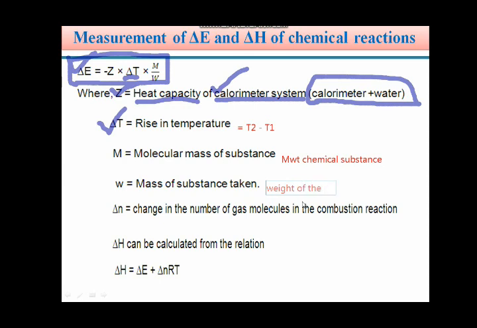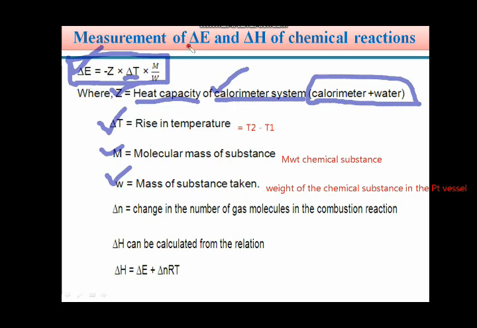So W is the weight of the chemical substance we are taking in the platinum vessel. So we know the Z value, the delta T value, the M molecular weight of the chemical substance, and the weight of the substance we are taking. By substituting these values in this formula, we can easily calculate the change in internal energy, delta E. So this change in internal energy, delta E, we can calculate with the help of the bomb calorimeter experiment.